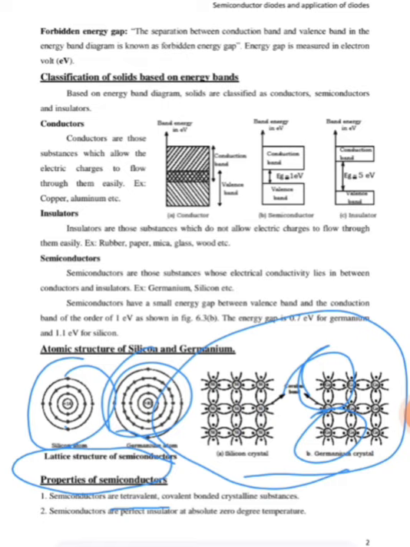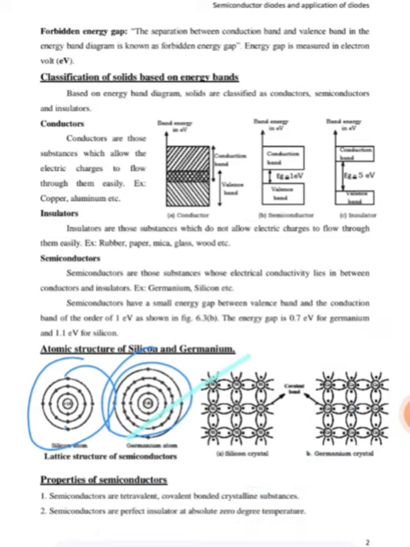Coming to the next, semiconductors are perfect insulators at absolute 0 degree temperature. At 0 degree temperature, we are not giving any kind of external heat energy. I already told you that these semiconductors will act like a conductor when an external energy is provided. External energy can be either in the form of heat energy or light energy. So at exact absolute 0 temperature, the semiconductor will act like a perfect insulator.